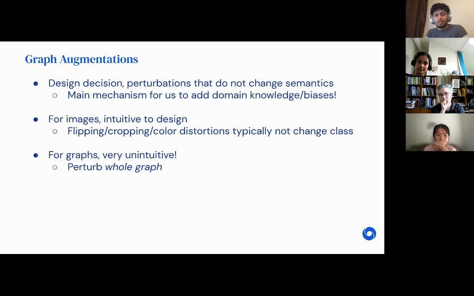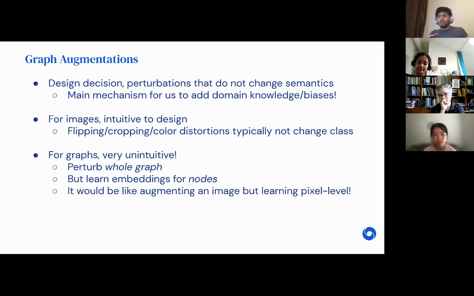This might be related to your point, we need to perturb the whole graph, right? We're applying the augmentation to the entire graph as a whole, but we're concerned with learning embeddings for the nodes. This is like augmenting an entire image but learning representations for each pixel, which is very different from augmenting an image and learning a representation for the same image. Here the augmentations have to be coherently applied to all nodes in the graph at once, and that adds some complexity when we try to design these augmentations.